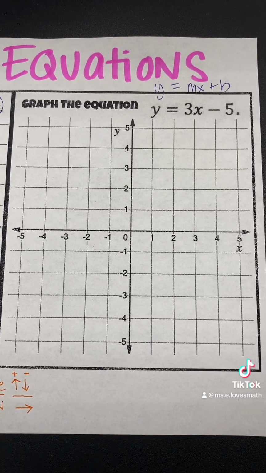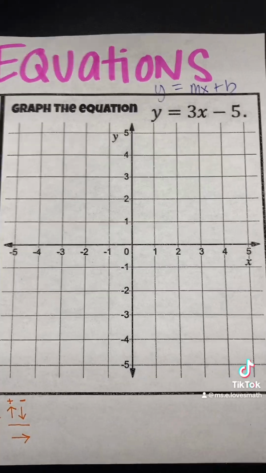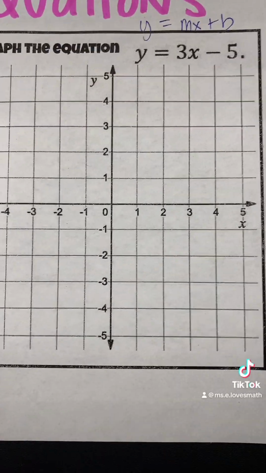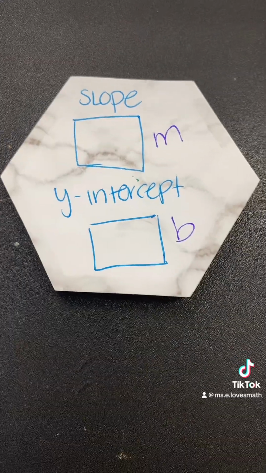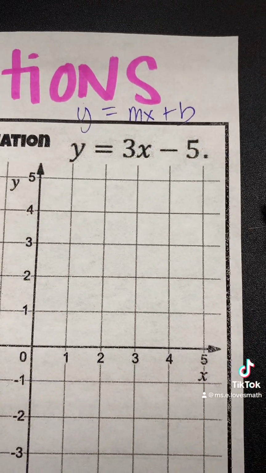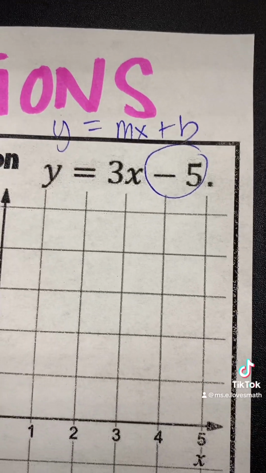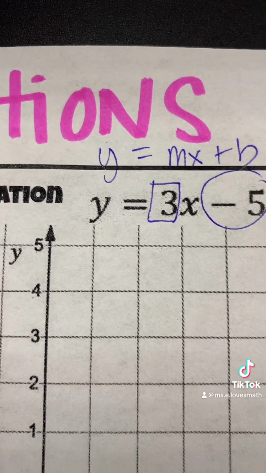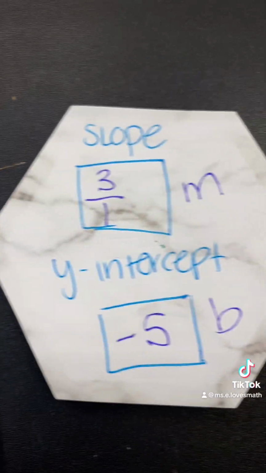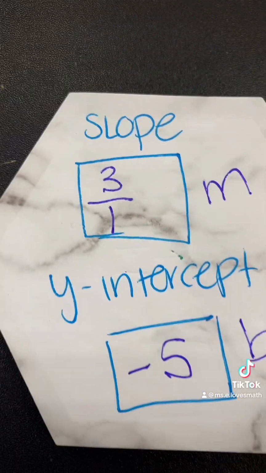Let's take a look at this example. We have y equals 3x minus 5. First step is to find our y-intercept, our b. Then we will look for our slope. Looking at our equation, -5 is our y-intercept. Our slope is 3, but over here, we're going to write it as a fraction.